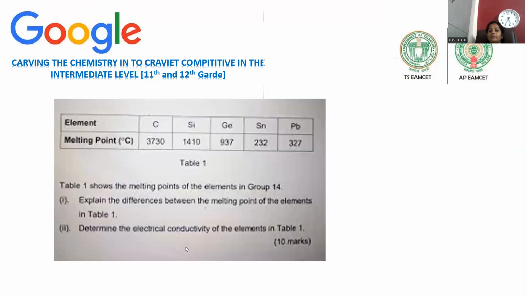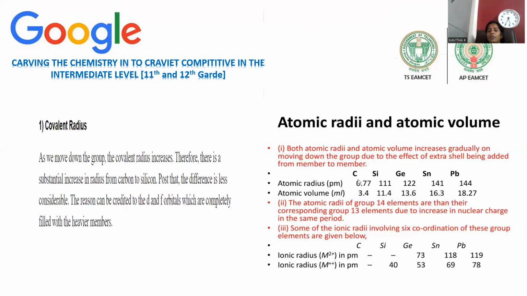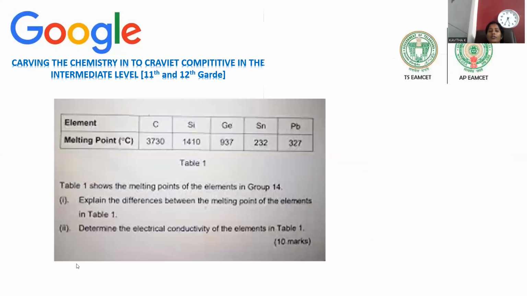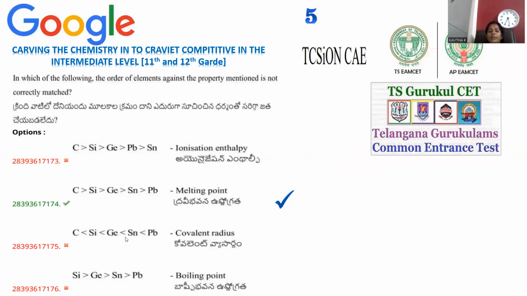Covalent radius is mentioned here. Carbon 0.77, silicon 111, germanium 122, tin 141, lead 144. If you observe what happens, covalent radius gradually increases because the number of shells increases in a group. In general, always atomic radius, that might be covalent, van der Waals, whatever it can be, gradually increases in a group. So whatever they mentioned, lead is higher, then tin, germanium, silicon, and carbon is the smallest. This is the correct order.